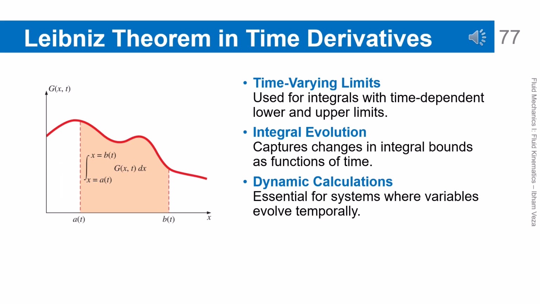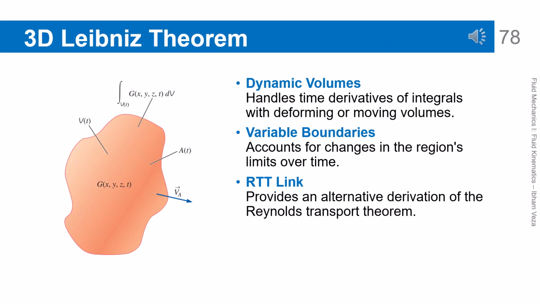Leibniz theorem in time derivatives. The Leibniz theorem is used to compute the time derivative of an integral with time-varying limits. This concept is important for systems with moving or changing boundaries. With this theorem, changes in the integration domain can be systematically accounted for. This is the mathematical foundation of the Reynolds transport theorem. Without this concept, the formal derivation of RTT would not be possible.